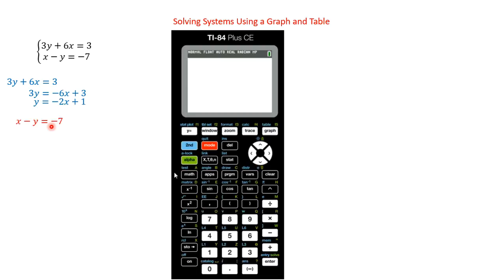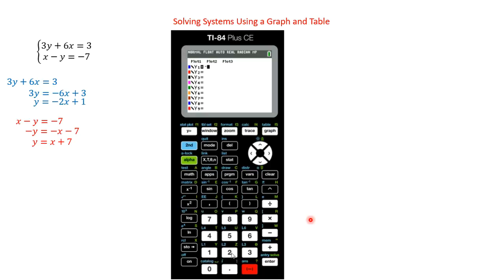The second one, x minus y equals negative 7. So we subtract the x over. Negative y equals negative x minus 7. Multiply by negative 1. Again, we have to multiply everything by negative 1 to get y equals x plus 7. And so now we can work on graphing this. To graph it, we're going to go to the y equals button. And then we have two equations. We're going to put it in the first one. The negative is down here on the bottom. This is minus.